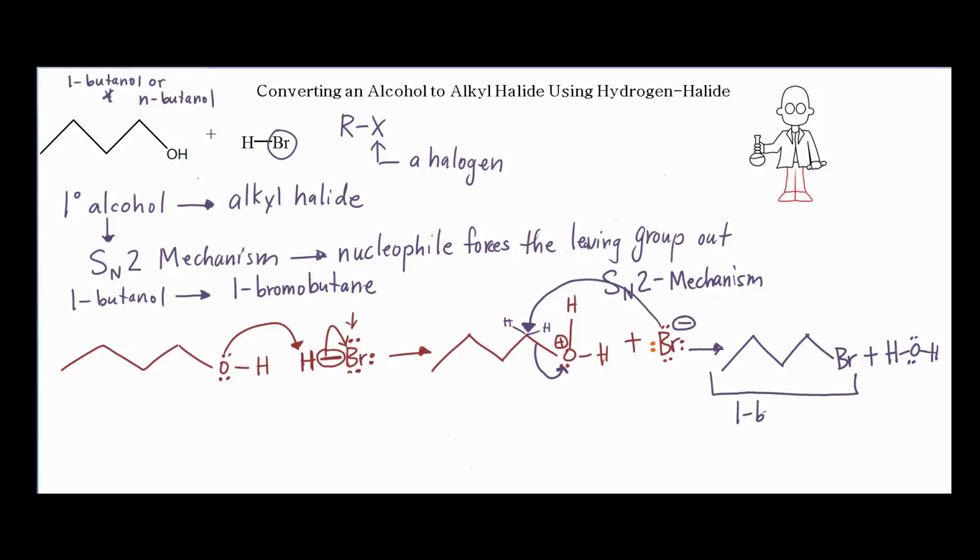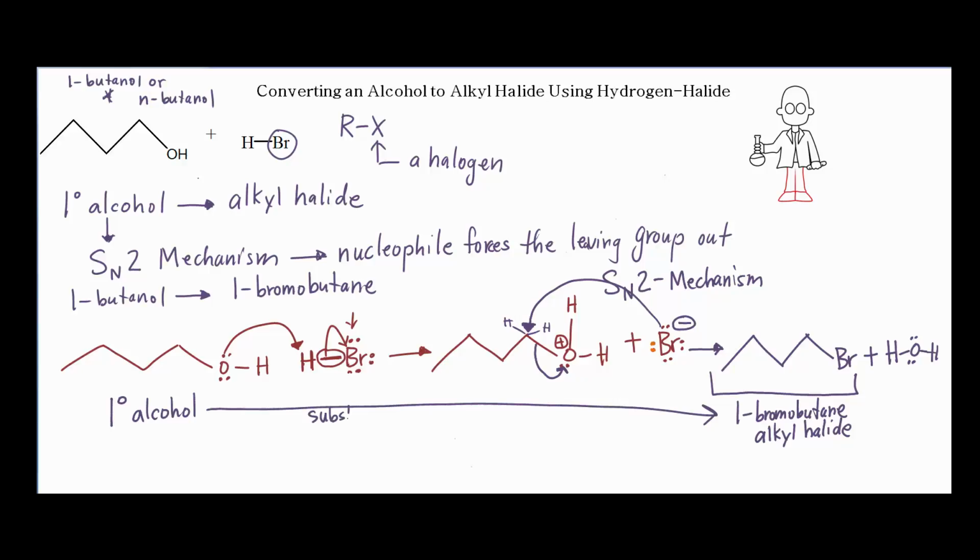So this is 1-bromobutane. This is our alkyl halide, and this was our primary alcohol. So this is the substitution reaction. We substituted the halide for the alcohol.